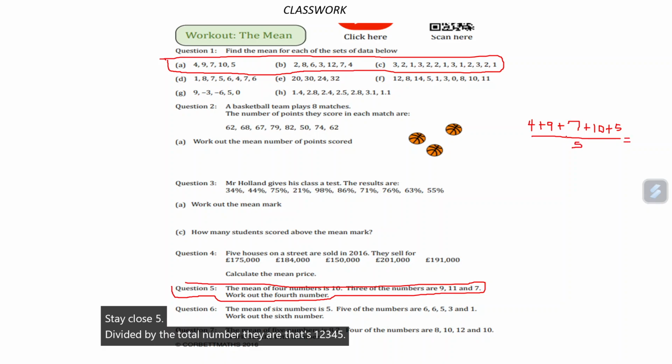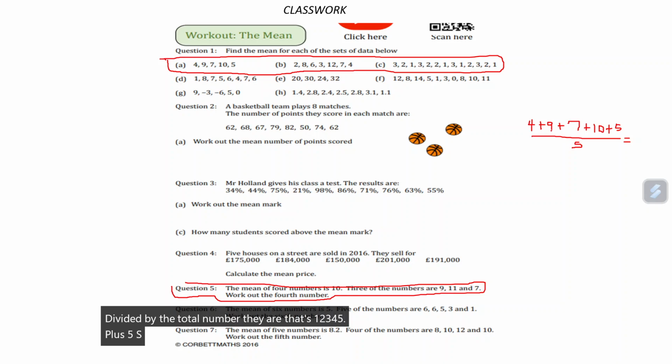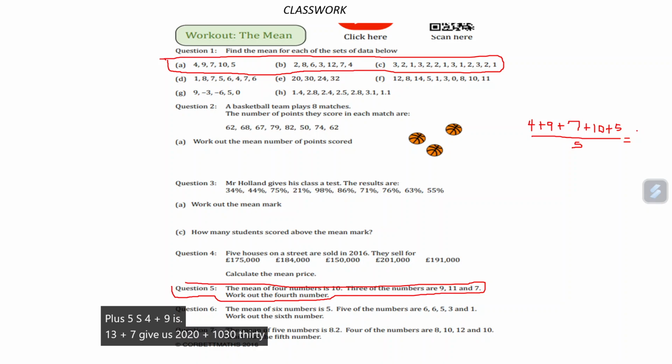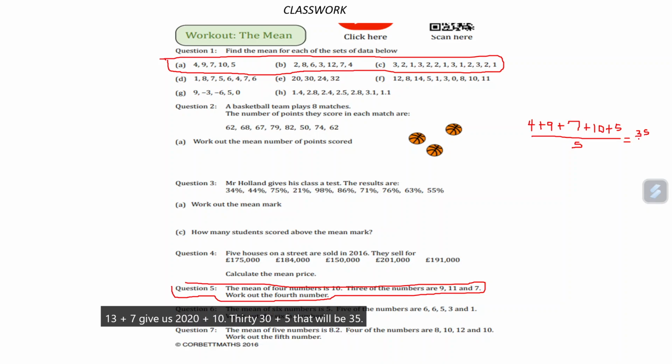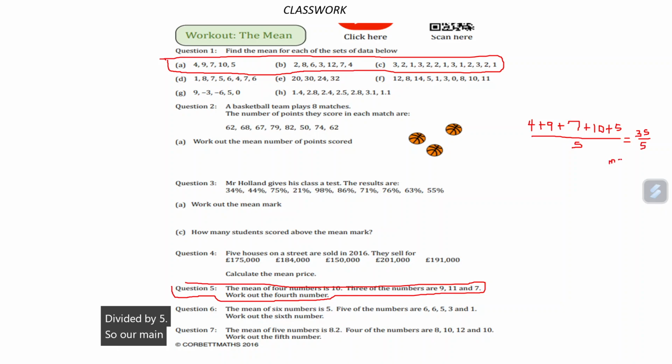So 4 plus 9 is 13. 13 plus 7 gives us 20. 20 plus 10, 30. 30 plus 5, that will be 35, divided by 5. So our mean value will be 7.